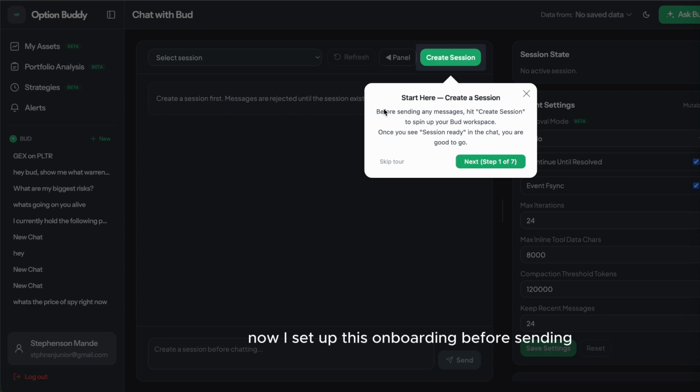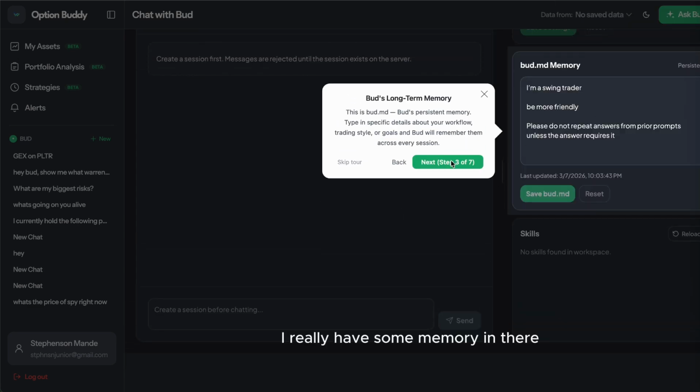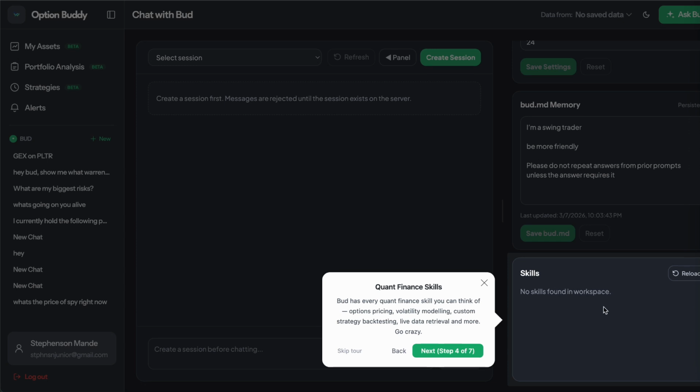Now, I set up this onboarding before sending. You can see here, this is a panel. I already have some memory in there. These are skills. The skills are already internally embedded. It has all quant finance skills. As you see, we're still working on getting custom live data and more. For now, just go crazy.